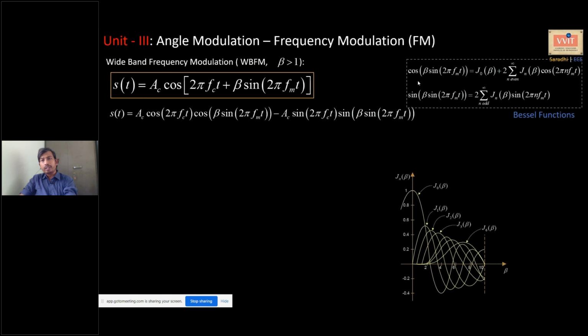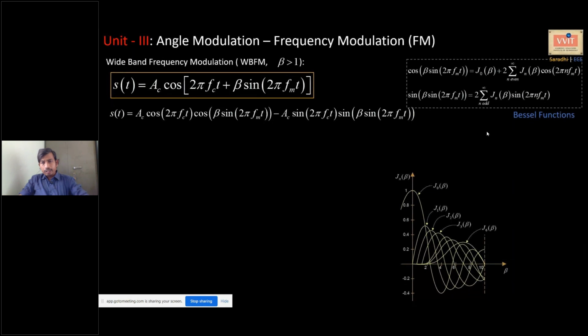Cos(beta sin 2 pi fm t) is being expressed in terms of Bessel functions as J0 of beta plus this summation, and sin(beta sin 2 pi fm t) is being expressed as this summation. So these are Bessel functions. There are an infinite number of Bessel functions, J0 of beta, J1 of beta, J2 of beta, and so on. And Bessel functions can also exist for negative values of n.